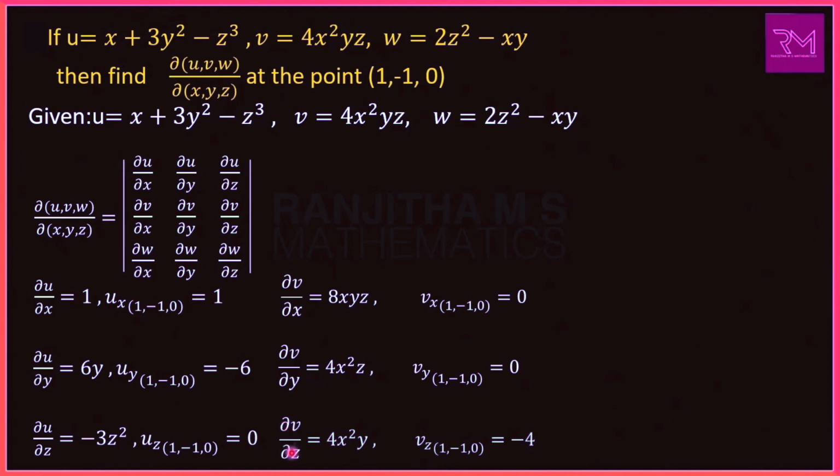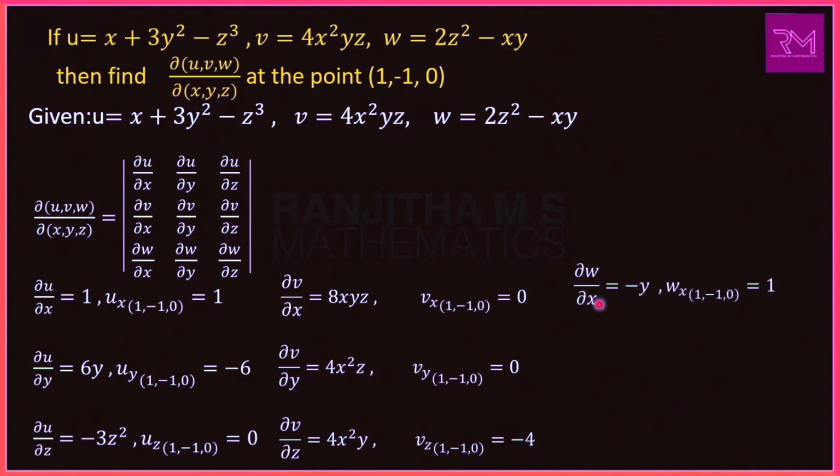Similarly, we have to find del v by del z. That is, we have to treat 4x square y as constant. Differentiation of z is 1. Hence we get del v by del z value as 4x square y. Similarly, we have to substitute x value as 1 and y value as minus 1. We get vz, that is del v by del z value as minus 4.